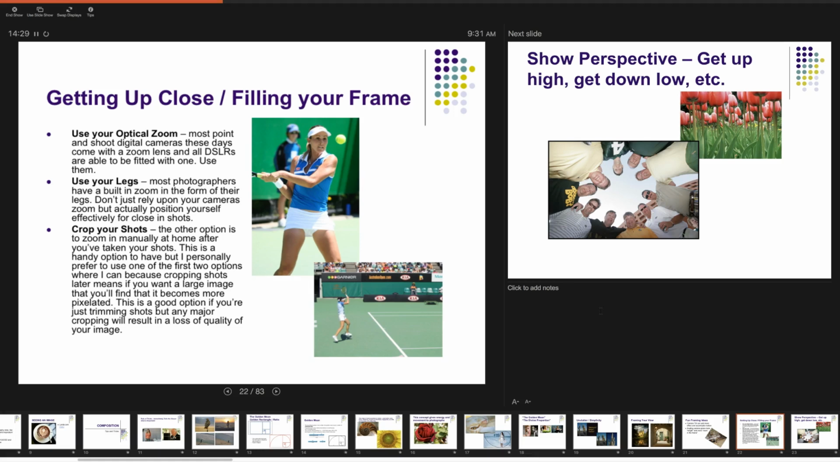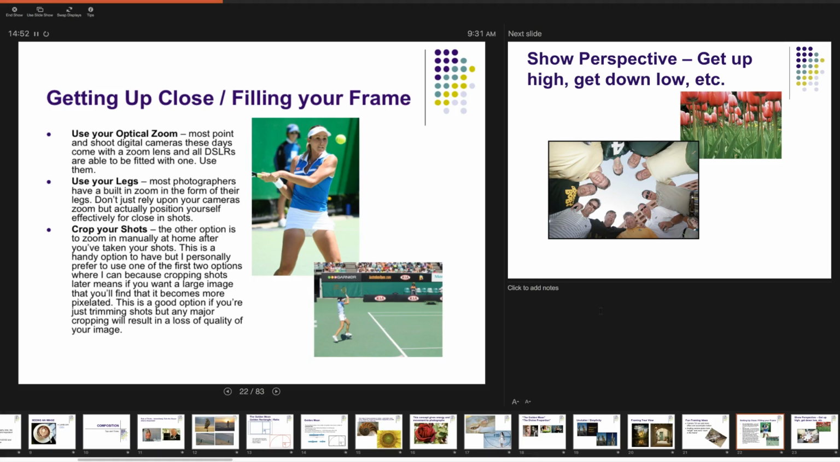Point number 2, use your legs. Walk closer. You guys are really going to find that it's sometimes awkward, I think, to get closer to people. And we'll talk about that in portrait photography. If I wanted to take your picture and this is where I wanted to be, would that bother you? Yes. If I were 10 feet back, would it be a little bit better? Yeah. So we'll talk about that too and using the proper lens for that.